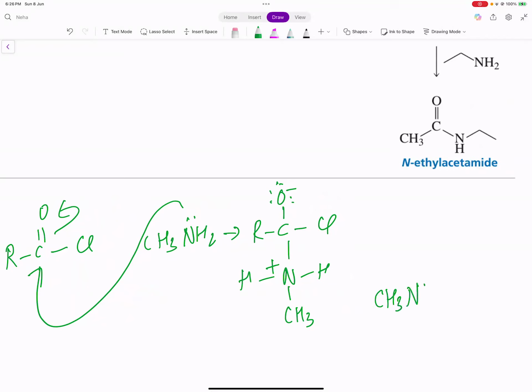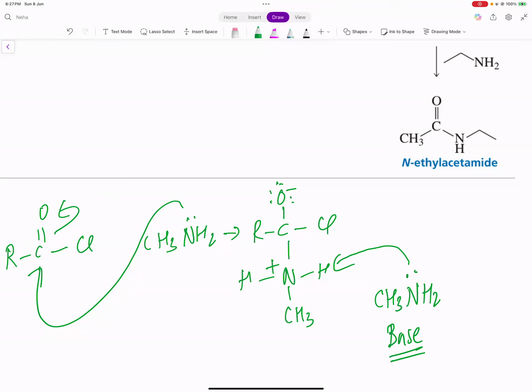Now CH3NH2 is also a base. Amines are weak bases, right? So it will pick up this proton. It's the same thing: the nucleophile has attacked and it will lose the proton, right? So it will lose the proton, and this now will act as a base.